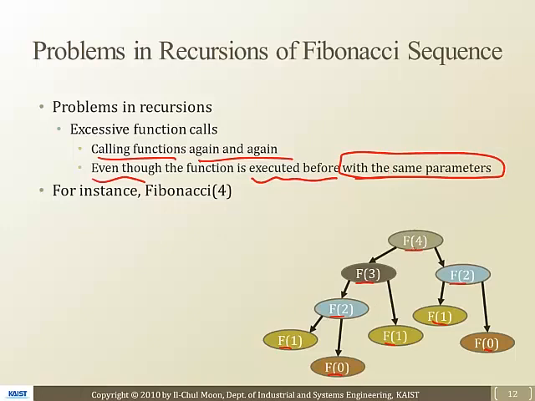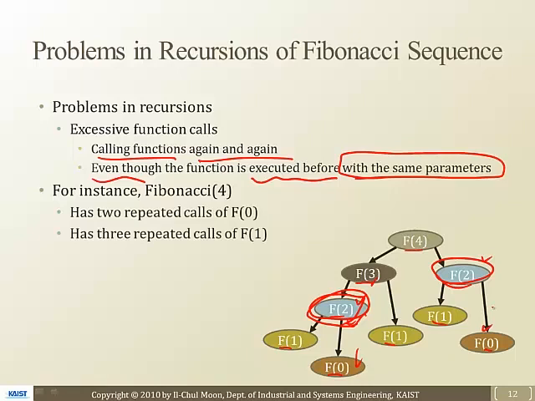So here we are going to call F4, and we are going to call F3, and we are going to call F2, and we already called F2, and we could reuse this result afterwards, but this recursion program will call this F2 again. So it has two repeated calls of F0 here and here. It has three repeated function calls of F1 here and here, right? It has two repeated function calls of F2 here, right?